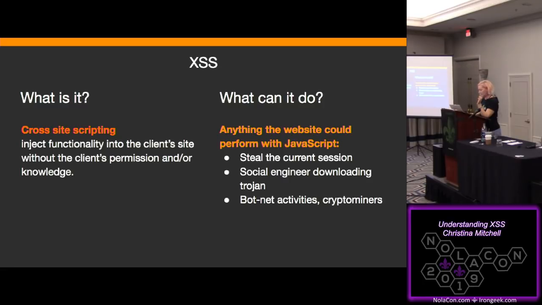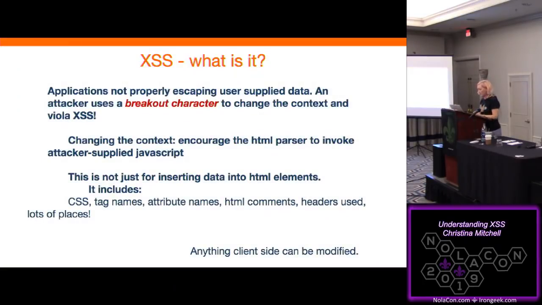All right. Next. So, cross-site scripting is caused by a lack of escaping, which can allow an attacker to change the context. And what I mean by that is encourage the HTML parser to create an attacker-supplied HTML element, which has an attribute to call JavaScript. And that's a mouthful. So, let's see.